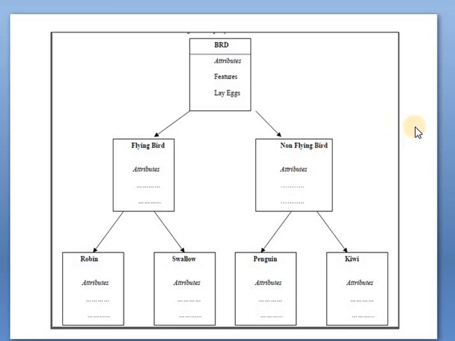Next is multi-level inheritance. The mechanism of deriving a class from another derived class is known as multi-level inheritance. Means suppose here kiwi is the derived class which is derived from the non-flying bird class, and it is also derived from the bird class. So this is the multi-level.